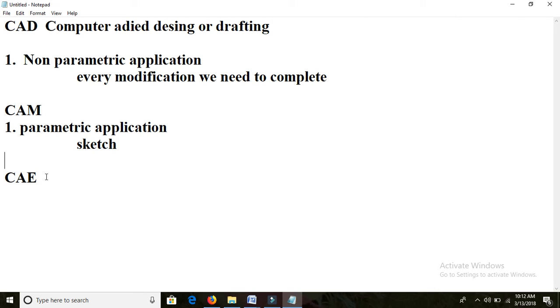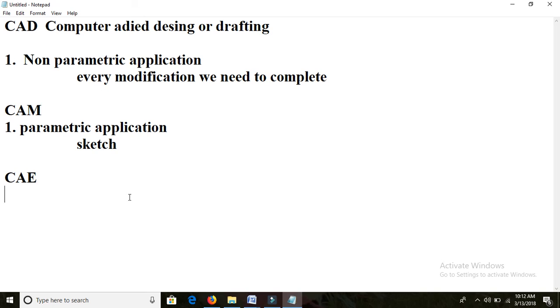But coming to CAE, it is very important, and educational qualifications are required for CAE applications. Why? Because if you are not an engineer, we can't do the calculations. CAE is nothing but computer aided engineering; by the name we can understand it. Engineering candidates can handle CAE applications, but other students can't handle them.